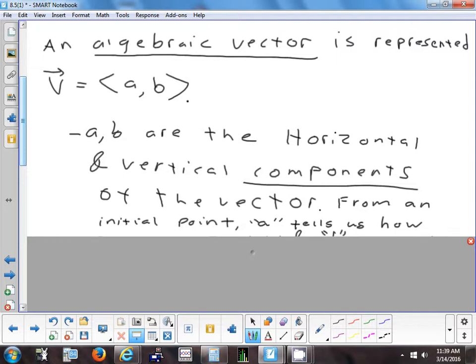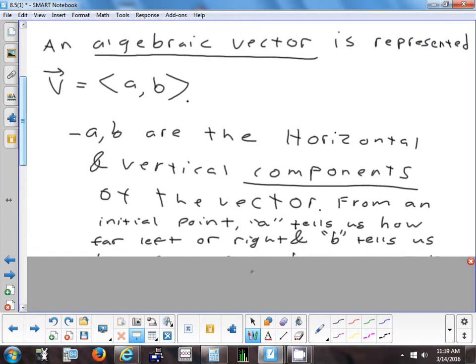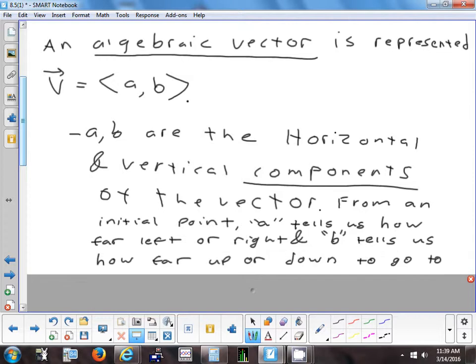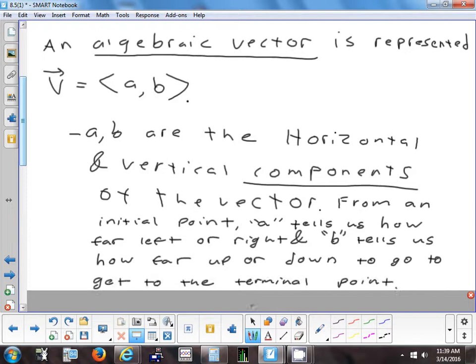So in other words, if you start at an initial point, okay, and you can make your initial point anywhere you want, A tells you how far to move left or right from your initial point, and B tells you how far up and down to move from your initial point to get to the terminal point. Okay, so A is left and right, B is your up and down.